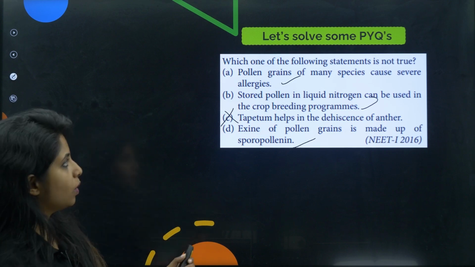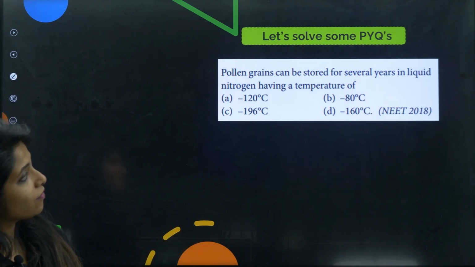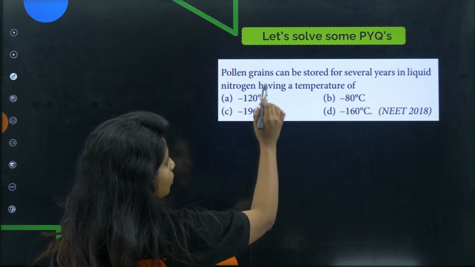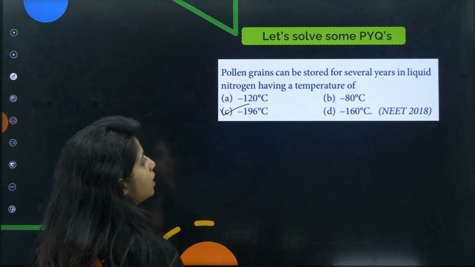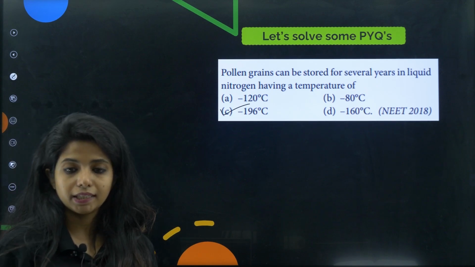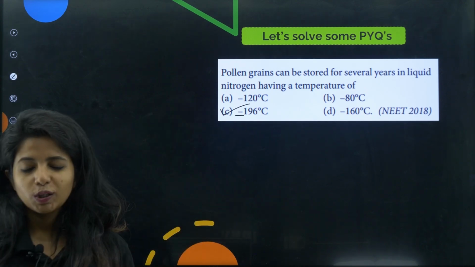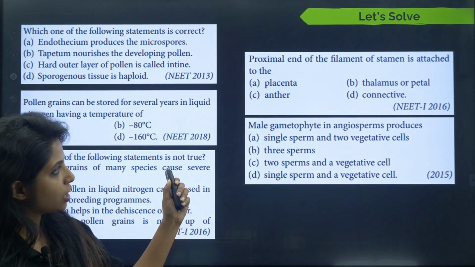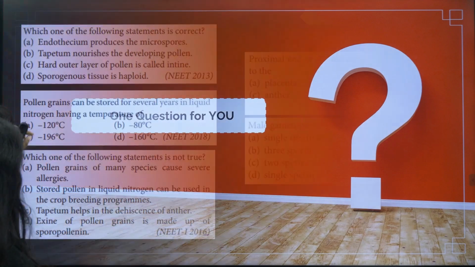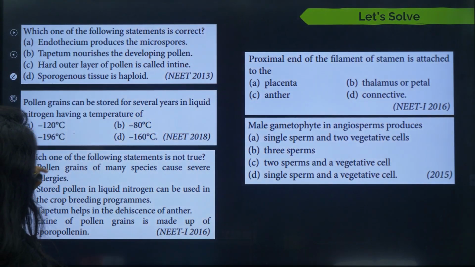Now, pollen grains can be stored for several years in liquid nitrogen, having a temperature of what, children? 120, 80, 190? It's minus 196 degrees Celsius. And with this, we have completed the microsporangium. I hope that this was helpful for you. Let's put the tick mark over here as well, so that we remember it later on.